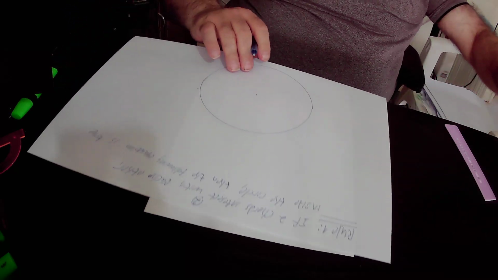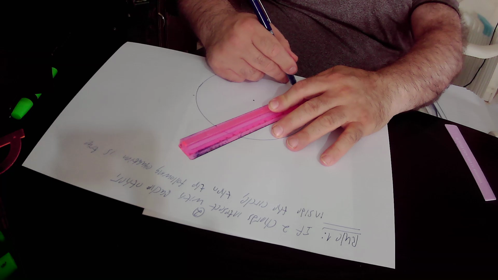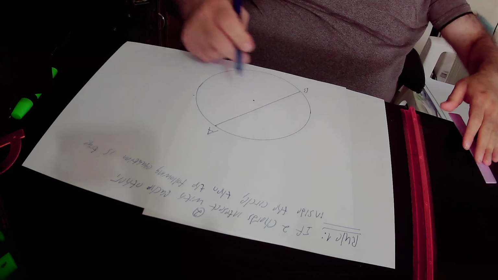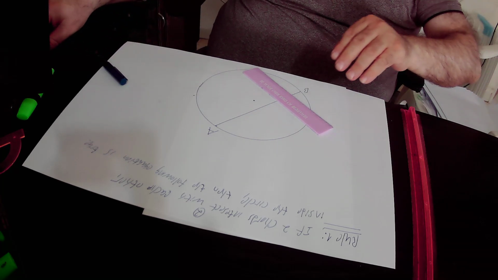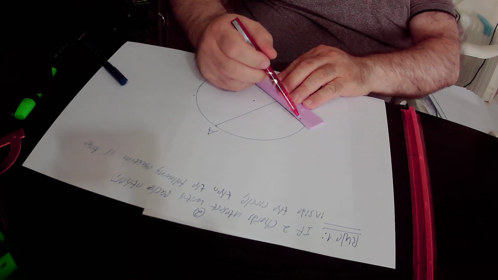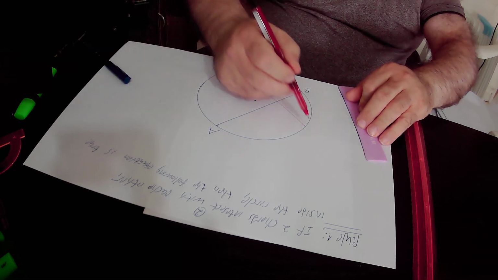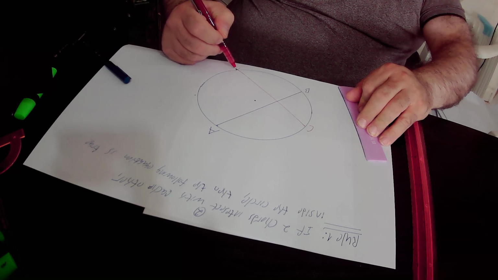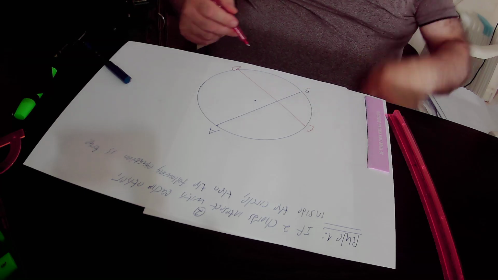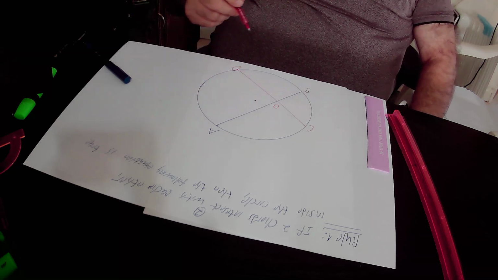So we actually have, this is called AB, and chord AB intersects with chord CD. This is chord CD. So here chord AB intersects with chord CD at point O. Point O is the intersection point of chord AB with chord CD.